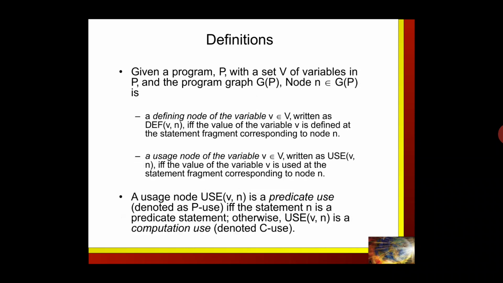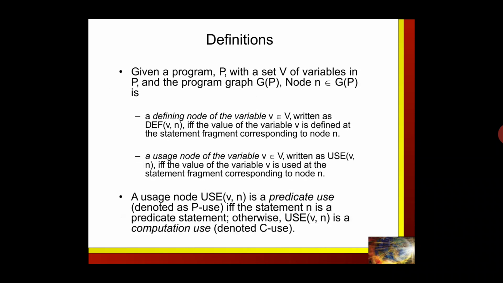So definition, you people know, right? Definition, of course, you just define program P and V set of variables, and G of P is nothing but the program graph. Node n belongs to the program graph. I should remember this one. Based on this one, we are going to define the node. A defined node is there, a usage node is there. We are going to define both the nodes.